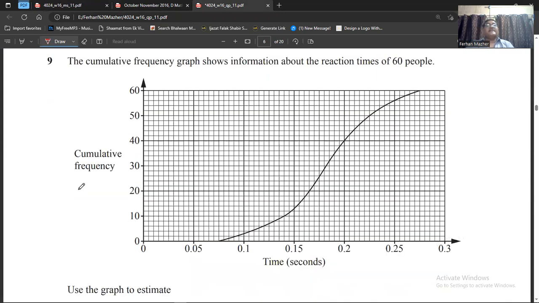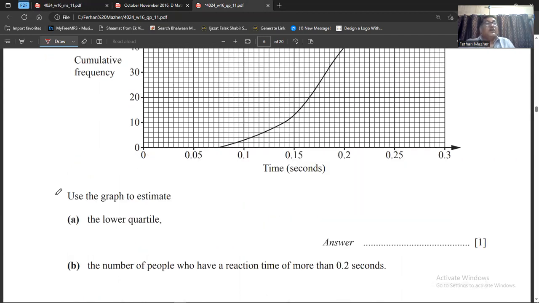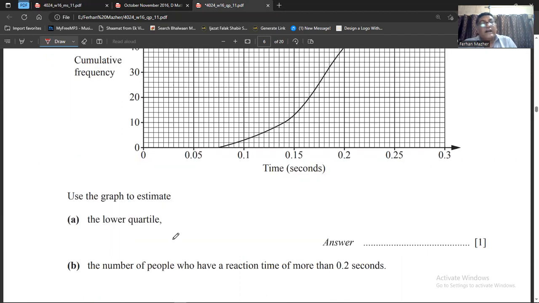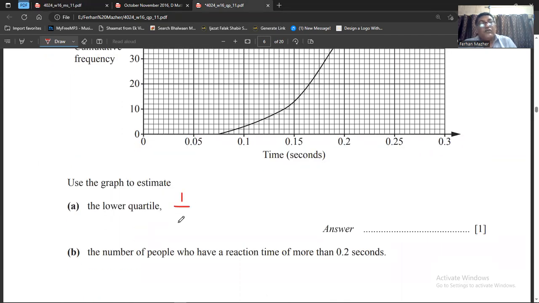Question number 9. It says the cumulative frequency graph shows information about the reaction times of 60 people. On the y-axis, we have the cumulative frequency. On the x-axis, we have the reaction time in seconds. The question is, use the graph to estimate the lower quartile. How do you find the lower quartile? The total frequency is 60, and the lower quartile is 1 by 4, or 25% of the total frequency. So 1 by 4 of 60 will be 15.